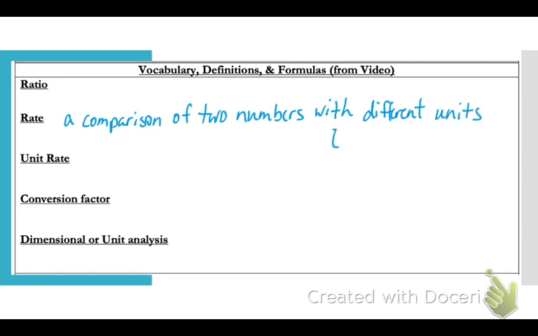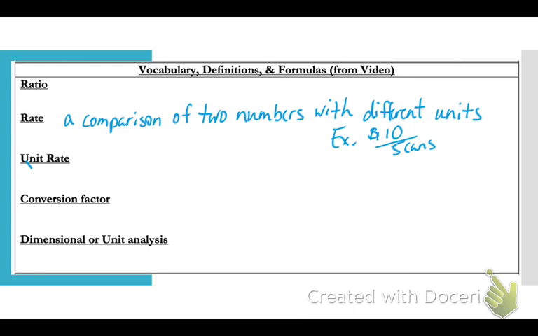An example would be if we compared money, so $10 to an item. So let's say we went to the grocery store and we bought 5 cans of food. So $10 to 5 cans. In a rate, you will see units because that distinguishes that these numbers have different values.